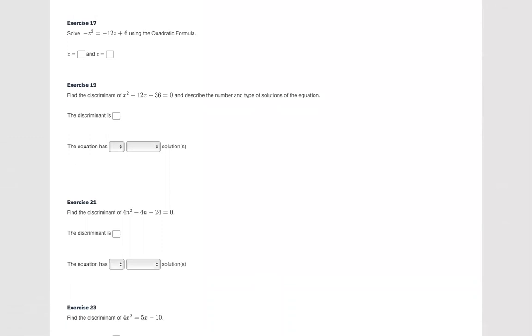So let's go down to number 19. Let's do a discriminant problem right quick. If I do the discriminant right here, it'd be, again, b squared, so it'd be 12 squared minus 4, and then a right here is 1, and then my c right here is 36. Okay, let's see what this number equals. So I know 12 squared is 144. Okay, 4 times 36 is also 144. So this would be, again, 0.